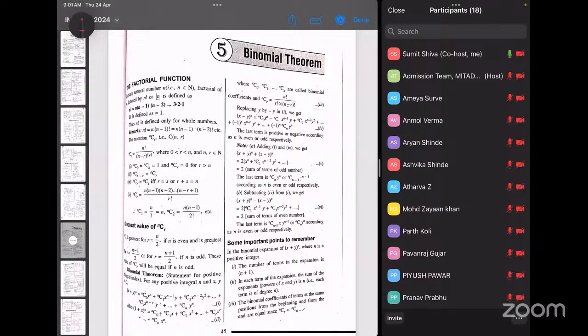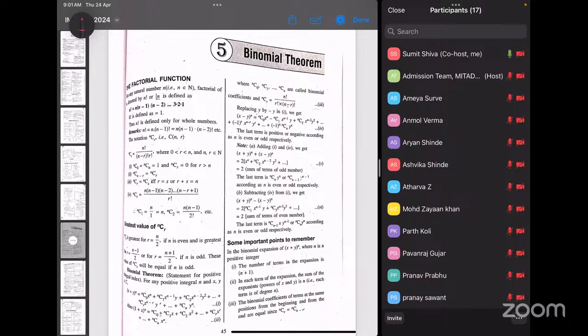Okay, let's take binomial theorem. Binomial theorem is basically a concept which is used to expand higher power of a binomial expression. Binomial expression is an algebraic expression which has only two terms.